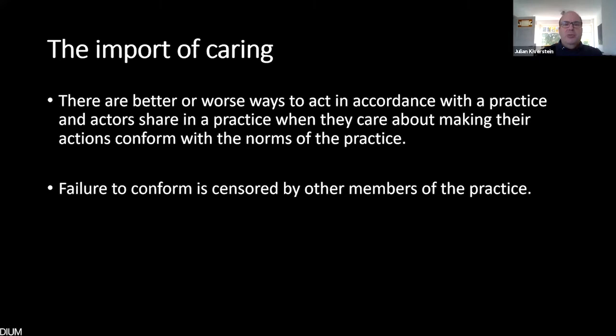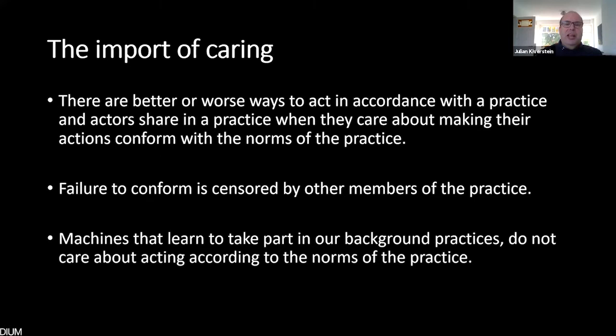And we care about this because if we don't make our actions conform with practices, then we're censured by other members of the practice. And that is something that matters to us. Whereas any machine that learns to take part in our practices doesn't really care about acting in accordance with those practices.